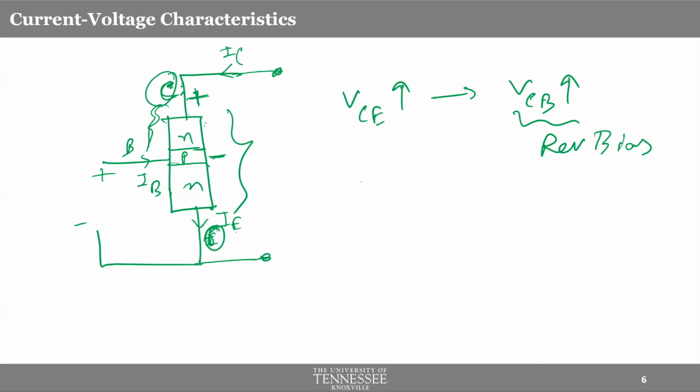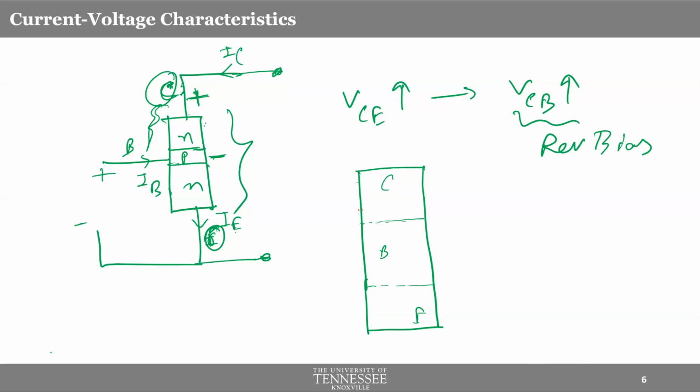Let me explain. I will need to draw a much larger BJT here. This is the emitter, base, and collector. I've intentionally tried to make it larger. Now let me use a different color here.